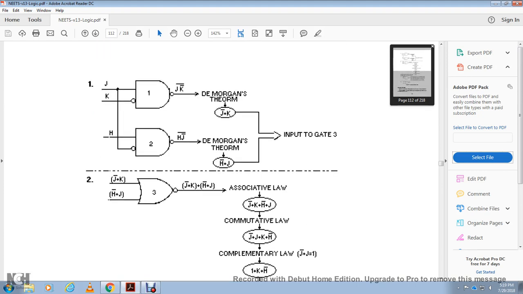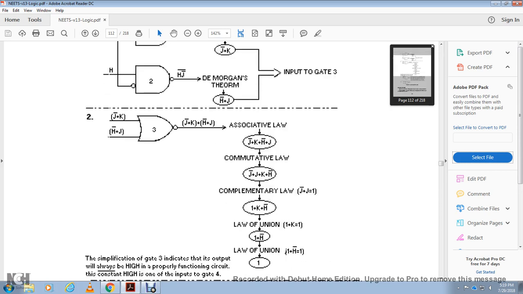All right, show the De Morgan's theorem, the input of the gate. De Morgan's theorem, the associative law, the commutative law, the complementary law, the law of the union.